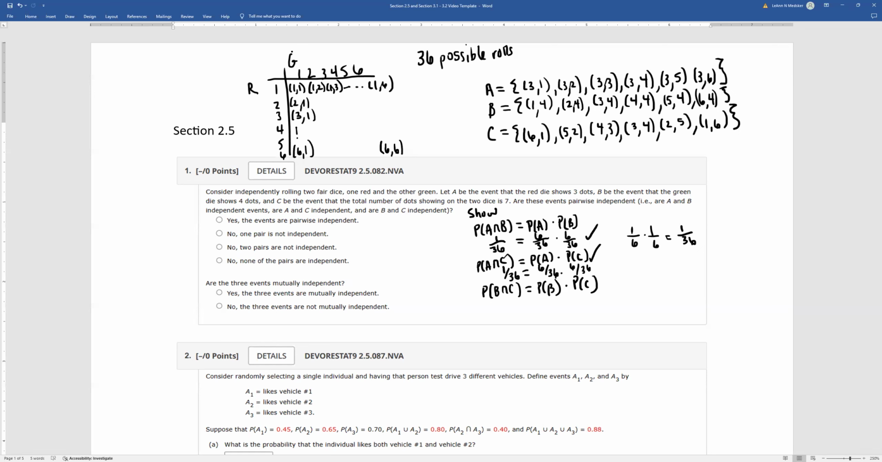And then B intersect C. They have the 3, 4 in common again. The probability of B is again 6 out of 36, and C is 6 out of 36. We've already checked this. It's essentially the same probability each time. So we can say here that yes, they are pairwise independent. So that's this first choice.